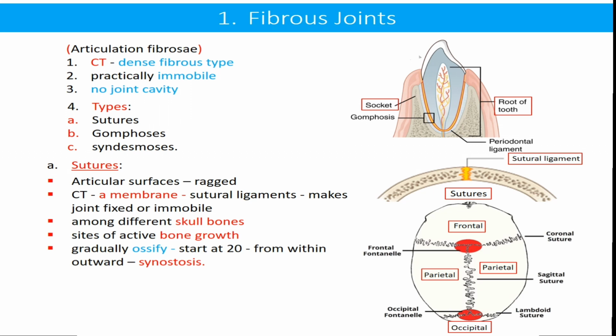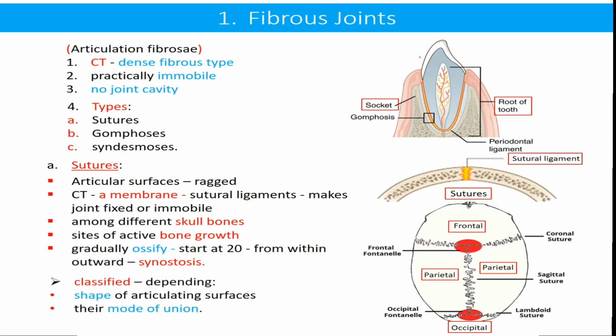They gradually ossify, and this process starts at about 20 years of age from within outward, and this process is named as synostosis. They are classified depending upon the shape of articulating surfaces and their mode of union.